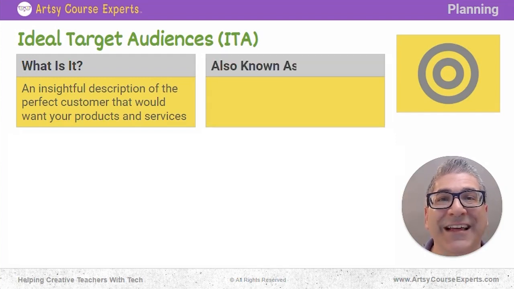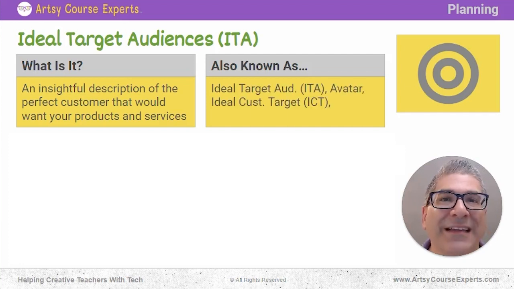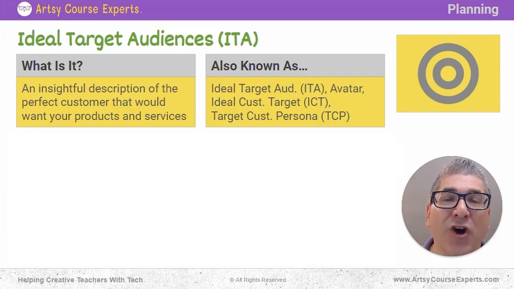Sometimes the ITA is also known as the avatar, or the ideal customer target, ICT, or even the target customer persona. So we'll be using ideal target audience, but it's very similar for all the different variations.